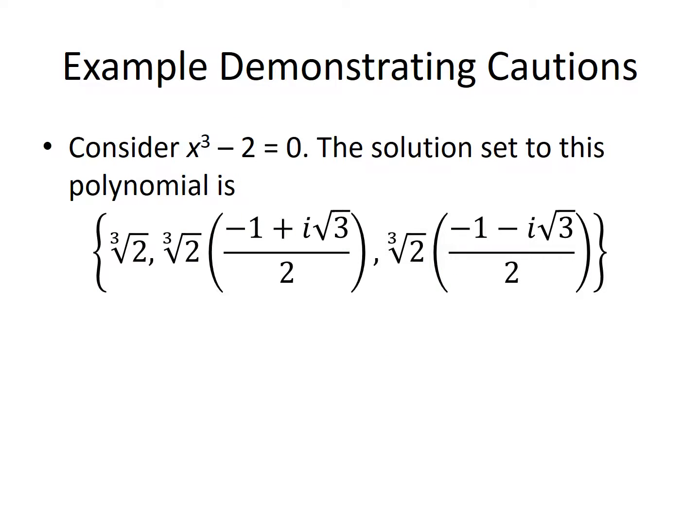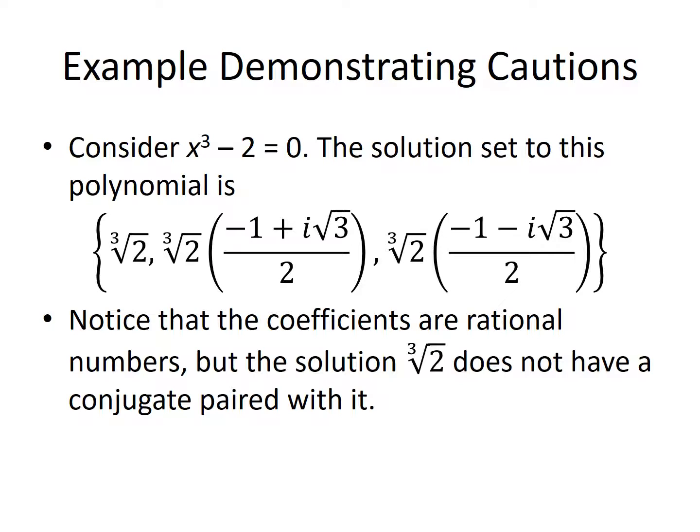Consider x cubed minus 2 equals 0. The solution set to this polynomial is cube root of 2, the cube root of 2 times negative 1 plus i root 3 over 2, and cube root of 2 times negative 1 minus i root 3 over 2. Notice that the coefficients are rational numbers, but the solution cube root of 2 does not have a conjugate paired with it. You may also notice that the complex solutions are conjugates of each other.